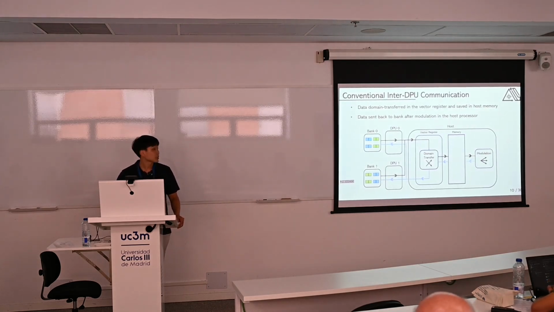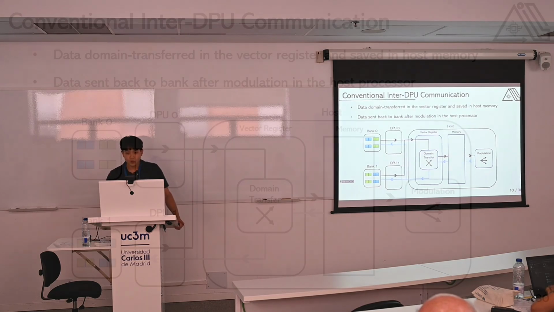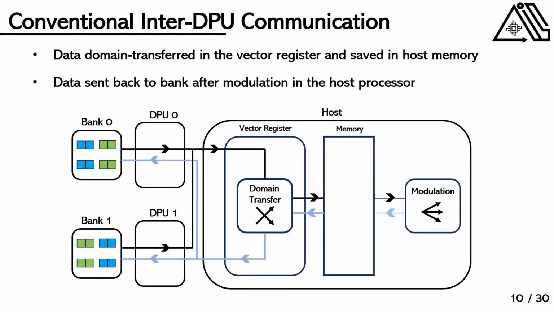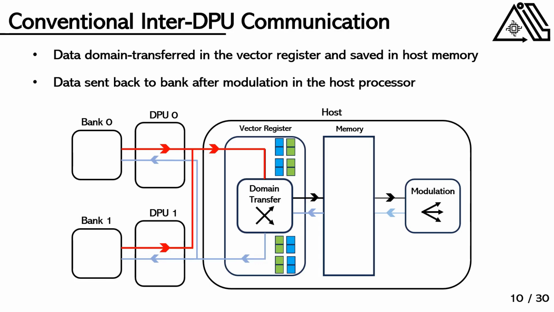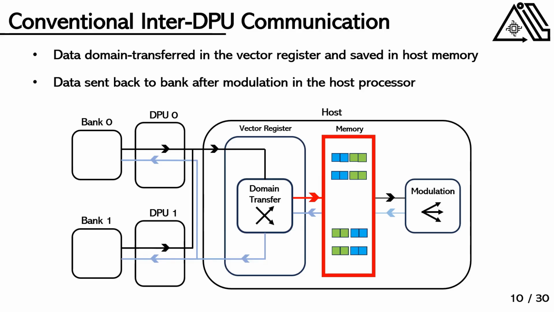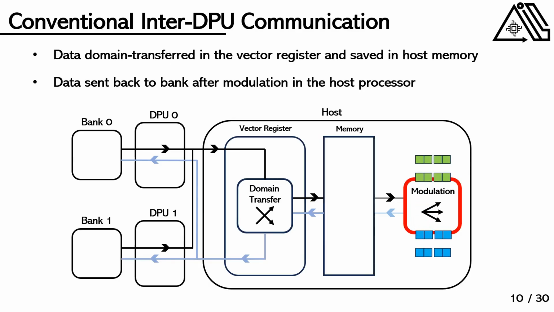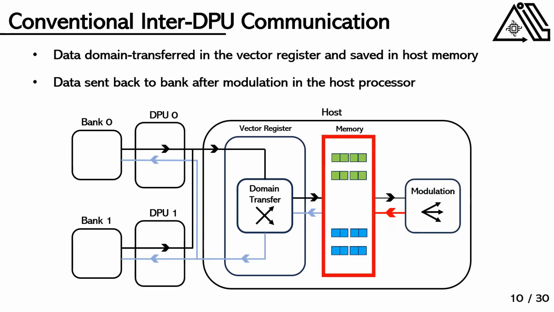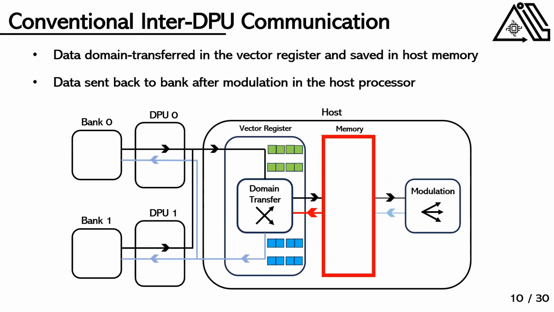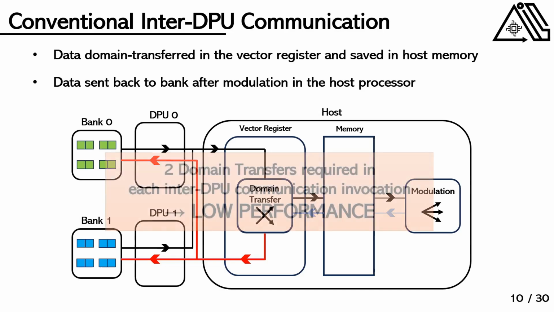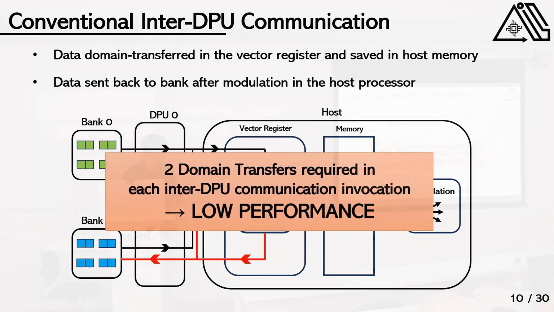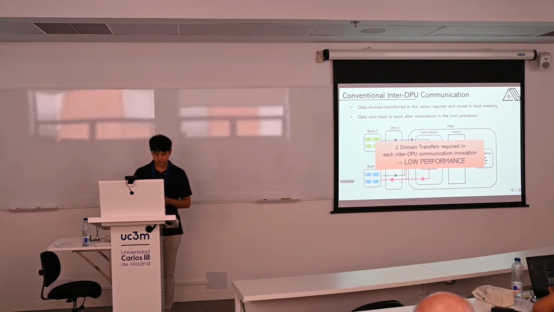To check how conventional inter-DPU communication works, we show an example of an all-to-all operation implemented using the UPMEM SDK library. So first, the data in the banks are moved to the vector registers where it is domain transferred. Then the data is stored in the host memory where it is modulated. And finally, the data can travel back the way it came from the host memory to the vector registers, domain transferred, and then stored back in the banks. Notice how 2 domain transfers were required in the process, leading to low performance.